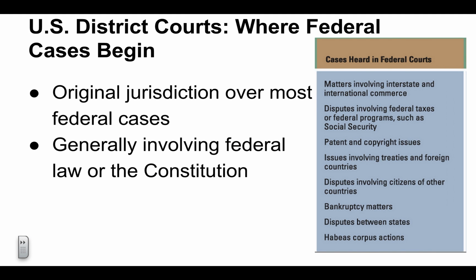Some federal cases begin in the original jurisdiction, and over most of the federal cases is the U.S. District Court, and they look at interstate and international commerce, disputes involving federal taxes, patent and copyright issues, issues involving treaties, disputes involving citizens of other countries, bankruptcies, and disputes between states, generally involving federal law or the Constitution. So that's what the U.S. District Courts are looking at. They're not looking at your petty crimes or your local state things. They're looking more at the federal level.